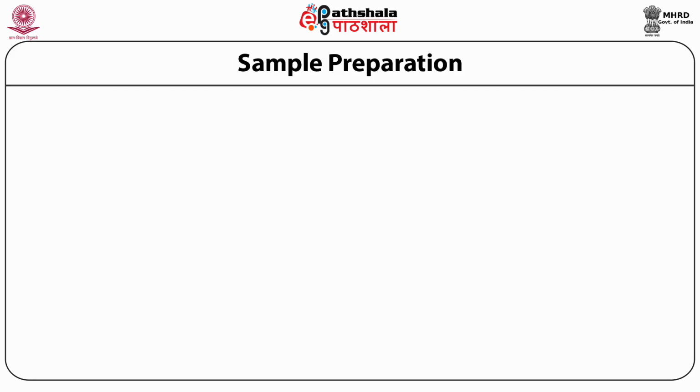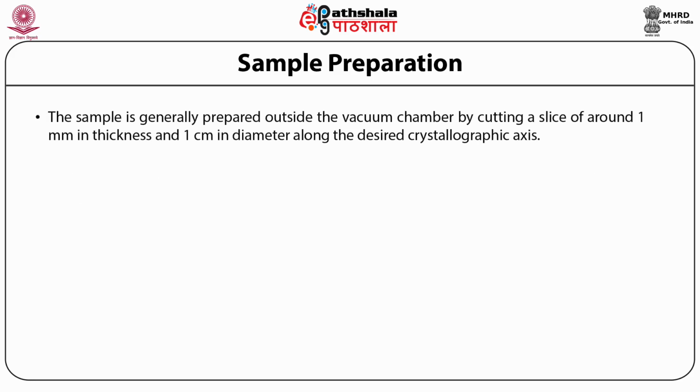Sample preparation. The sample is generally prepared outside the vacuum chamber by cutting a slice of around 1 mm in thickness and 1 centimeter in diameter along the desired crystallographic axis. The absolute alignment of the crystal can be obtained with the help of X-ray methods and should be within 1 degree of the desired angle.